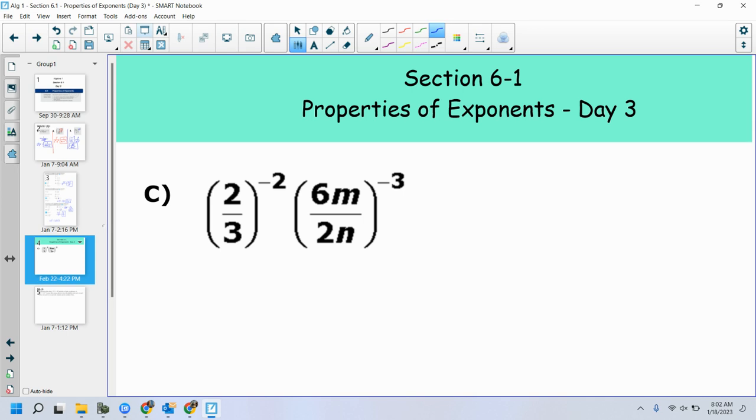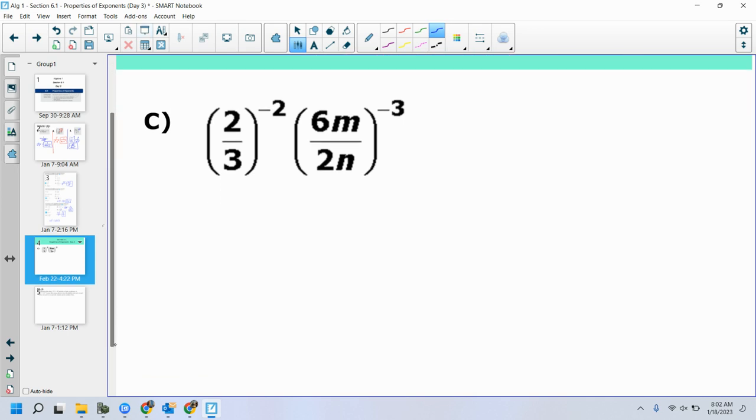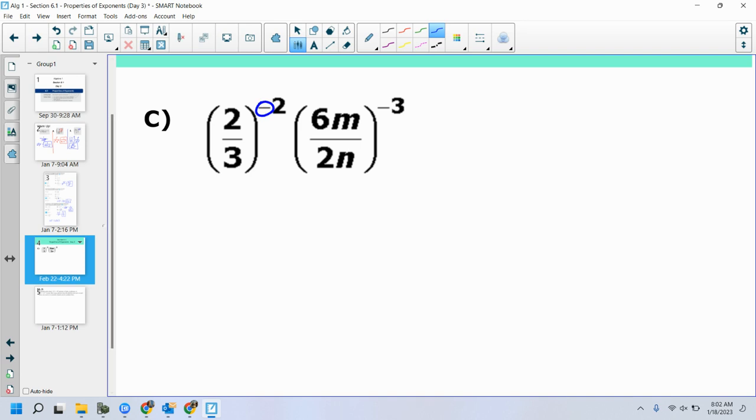So there are 2 different sets of parentheses here, right? So what I'm going to do is I'm going to take them one at a time. What is that telling me to do on 2/3? Flip the fraction. It's telling me to make that 3 over 2 raised to the positive second power. Likewise, what is this negative telling me to do? Flip the fraction. So that's going to be 2n over 6m raised to the third power.